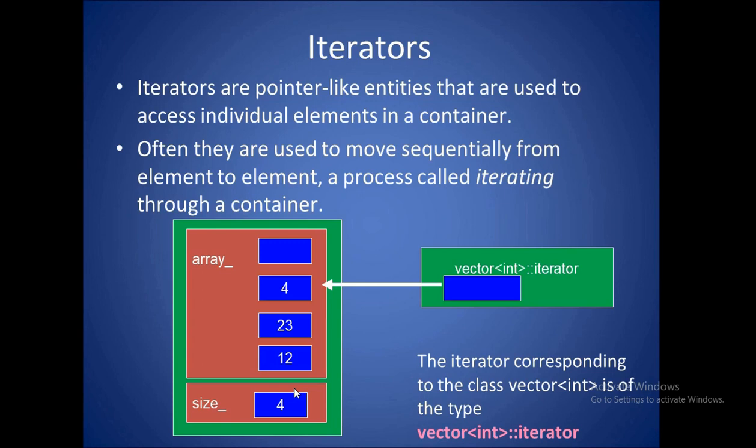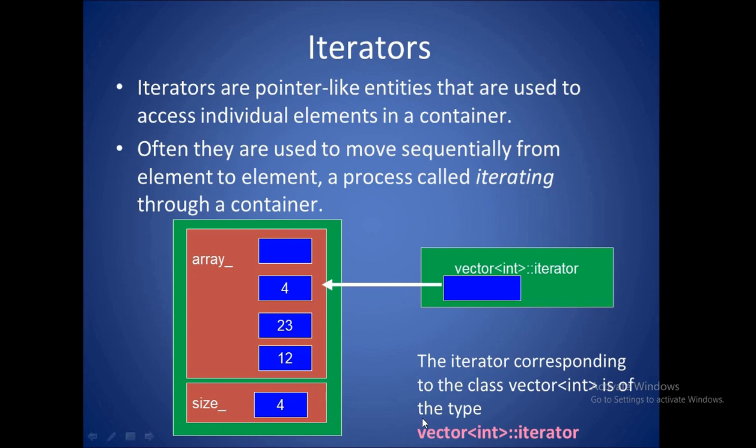So iterators, as we know, are pointers that indicate indices of the container. Iterators are pointer-like entities that are used to access individual elements in a container. Often they are used to move sequentially from element to element. That is, the iterator points to element 1, then element 2, then element 3, like that up to element n. This process is called iterating through a container. So whenever an iterator moves from 1 to n, it is called iterating through that container.